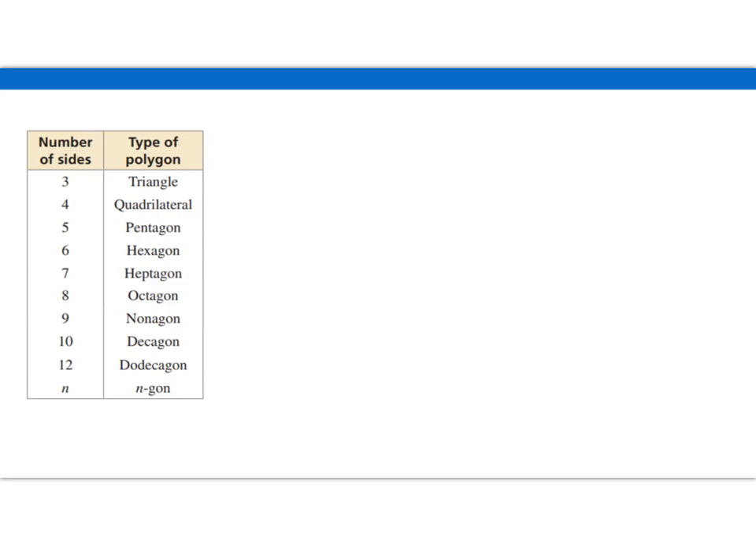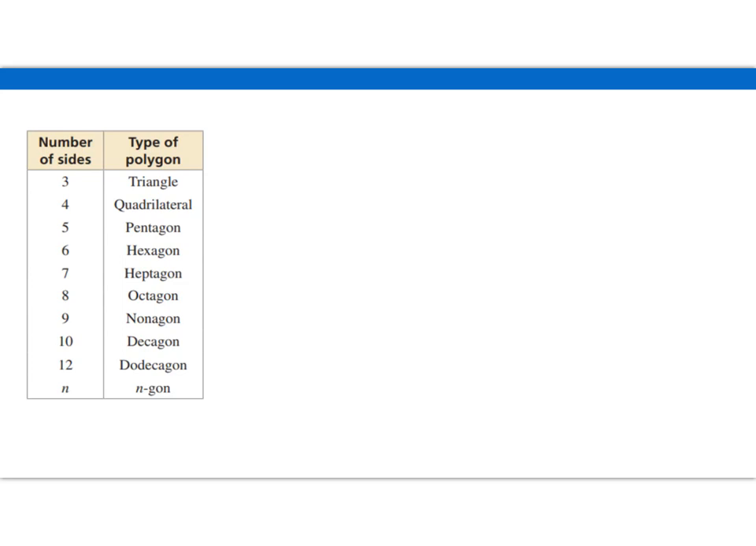Some common names for polygons are listed here. A 3-sided polygon is a triangle. A 4-sided polygon is what we call a quadrilateral. A 5-sided polygon is a pentagon. 6 sides means we have a hexagon. 7 is a heptagon. 8 is an octagon. 9 is a nonagon. 10 is a decagon. 12 is a dodecagon. And then n, meaning any number bigger than 12. So if it was 15, it would just be called a 15-gon.